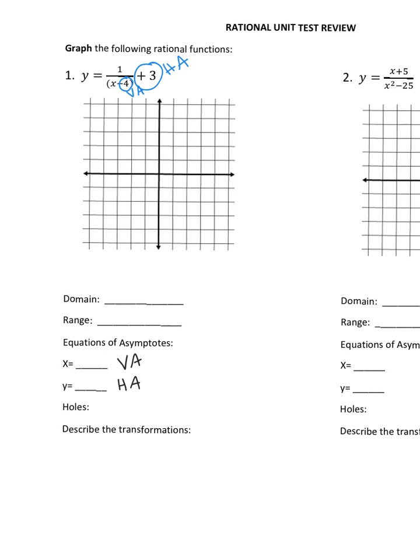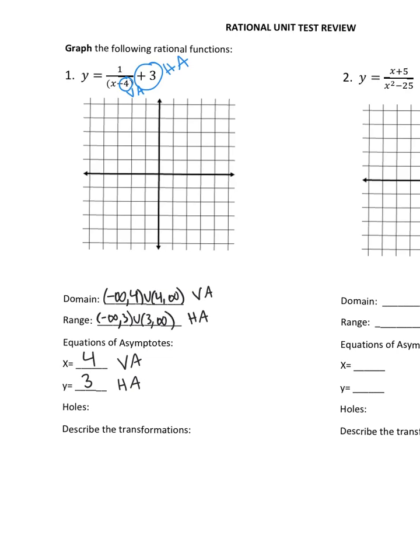So I already know y is equal to 3, and my vertical asymptote is equal to 4 because I'm flipping the sign beside x. Your domain and range depend on the vertical asymptote and the horizontal asymptote respectively. So your domain is going to be negative infinity to whatever the vertical asymptote is, which is 4, union 4 to infinity. Your range is going to be negative infinity to whatever your horizontal asymptote is, which is 3, union 3 to infinity.